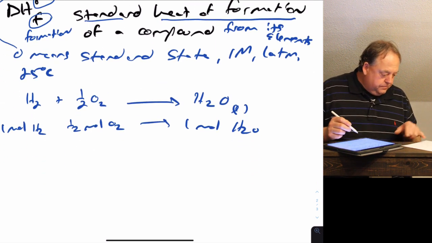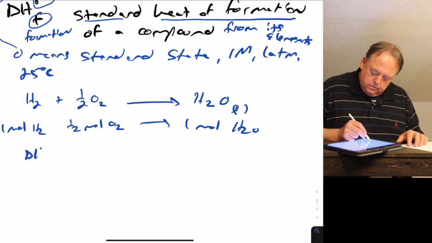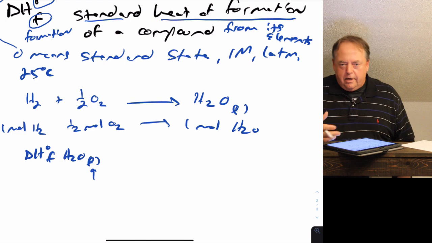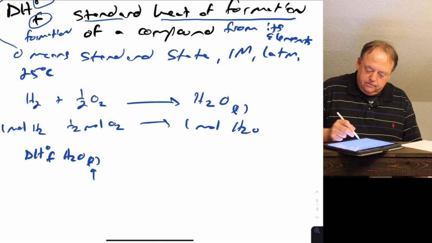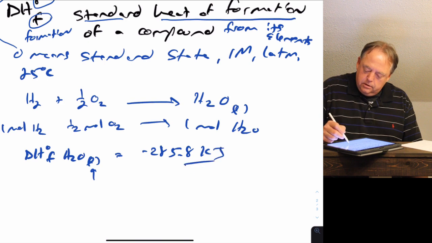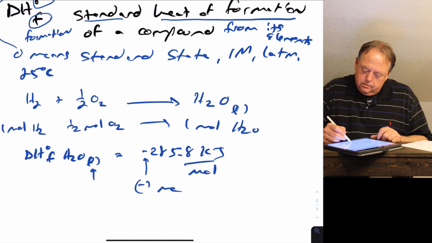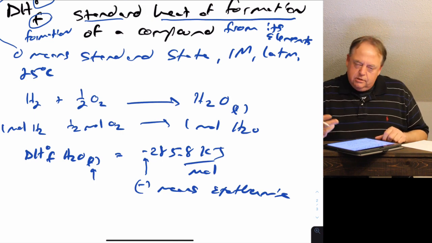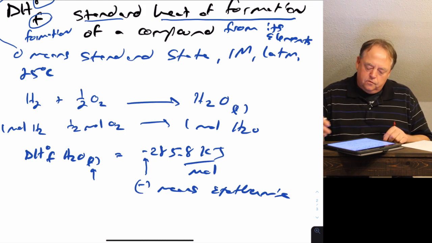Okay, so for water, the heat of formation, and you always have to pay attention to the phase. Is it water gas, is it water solid ice, or is it water liquid? So if it's water liquid, the heat of formation from H2 and O2 is equal to negative 285.8 kilojoules per mole. So what does it mean that it's negative? Means it's exothermic, so energy is given off in this reaction. How much energy? 285.8 kilojoules for every mole of water that's formed.